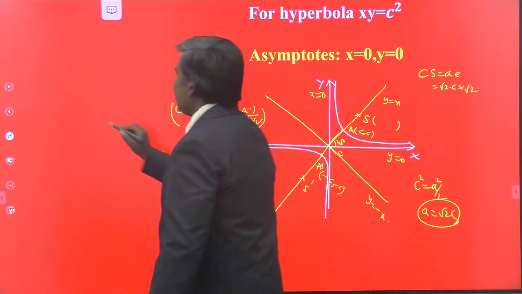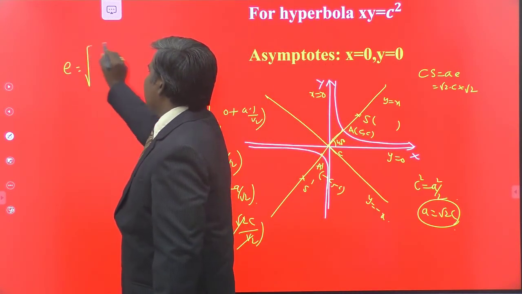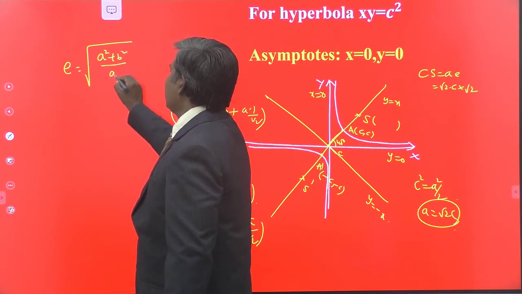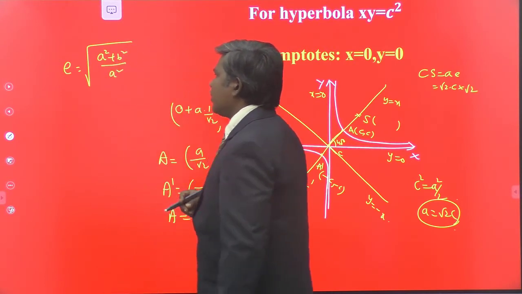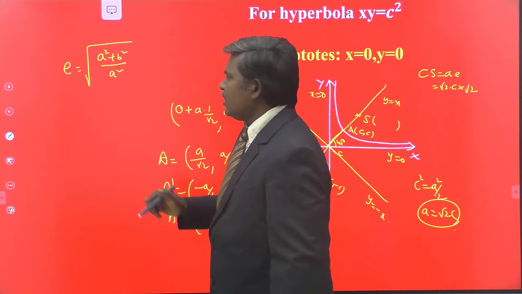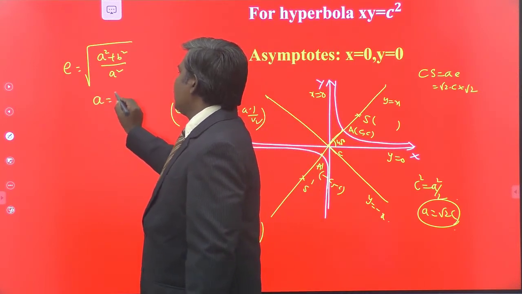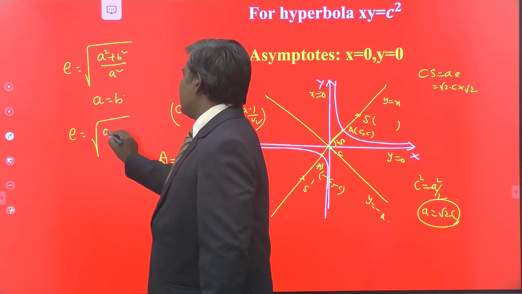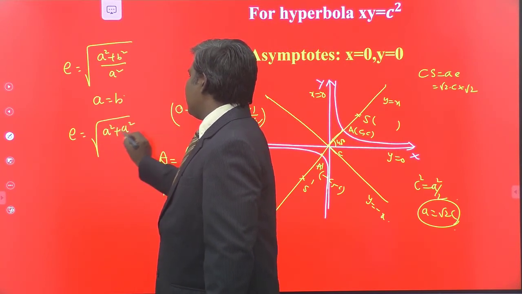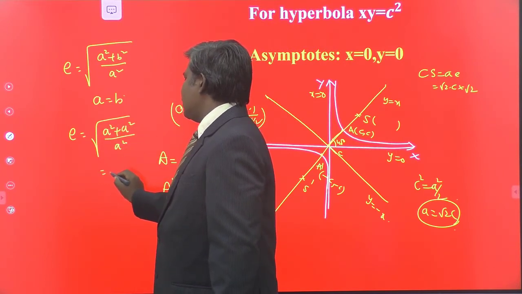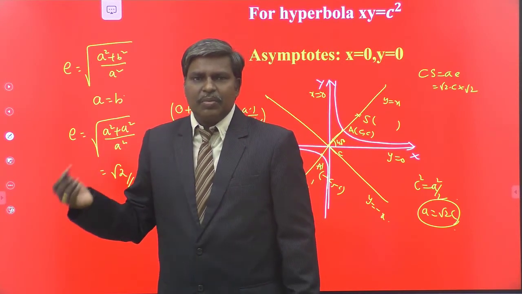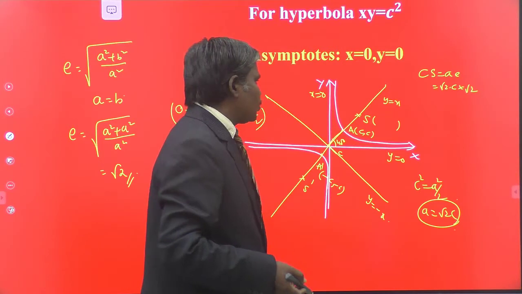Because the eccentricity of the hyperbola is what? For the hyperbola x²/a² − y²/b² = 1, eccentricity is √((a² + b²)/a²). In your rectangular hyperbola, a = b. Therefore, your eccentricity e becomes √((a² + a²)/a²). It is nothing but √2. So remember my dears, the eccentricity of the rectangular hyperbola is always constant, that is √2.